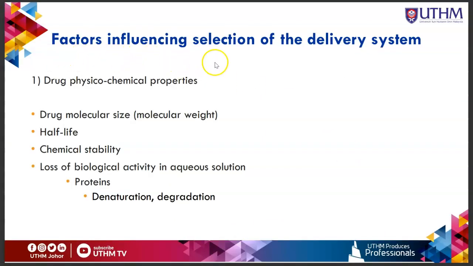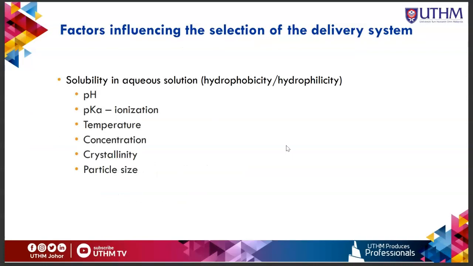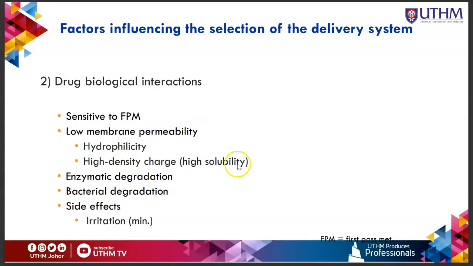What are the factors that we should consider when we select the delivery system? Number one, look at its physical-chemical properties. What it means by that is the half-life, the molecular size, the stability, and the loss of biological activity in the aqueous solutions. And we also have to consider the solubility in aqueous solutions, whether they are hydrophobic or hydrophilic. Hence, we have to look at the pH and pKa value, the temperature that it will be in, the concentration, the crystallinity, and the particle size.